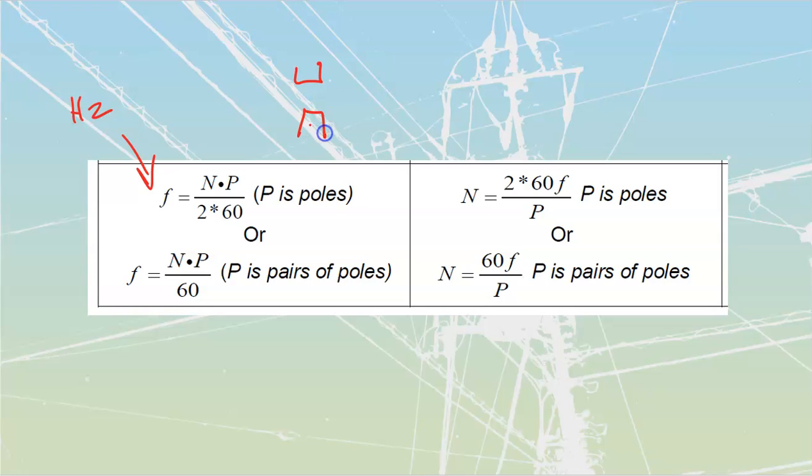If I've got a north and a south, that would be two poles. So if I wanted to count each pole, I'm going to use this formula.